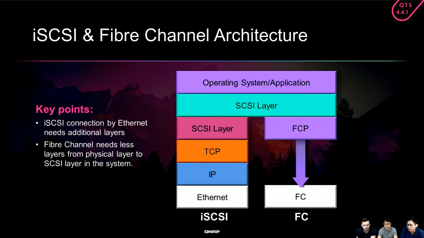Here is the architecture of Fibre Channel. Let's do the comparison with iSCSI. With iSCSI, you have to go through the Ethernet and the IP and TCP layers, and at the end you can access your data. But with Fibre Channel, you just put in the HBA card, and then you go to the Fibre Channel protocol and can access your data. So the difference is that the CPU loading will be different.